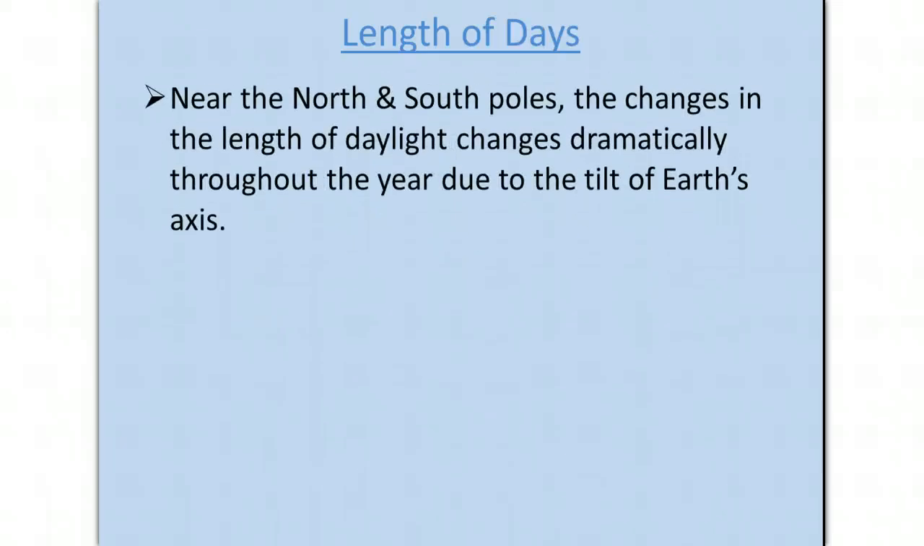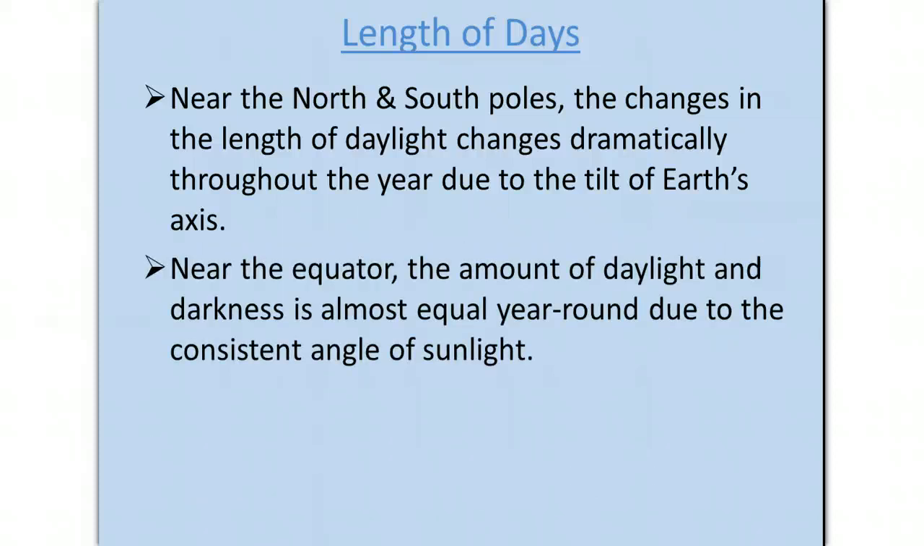Now, how does that affect the length of the days? Near the North and South poles, the length of daylight changes dramatically throughout the year due to the tilt of the Earth's axis. Near the equator, the amount of daylight and darkness is almost equal year-round due to the consistent angle of the sunlight. What does that mean?